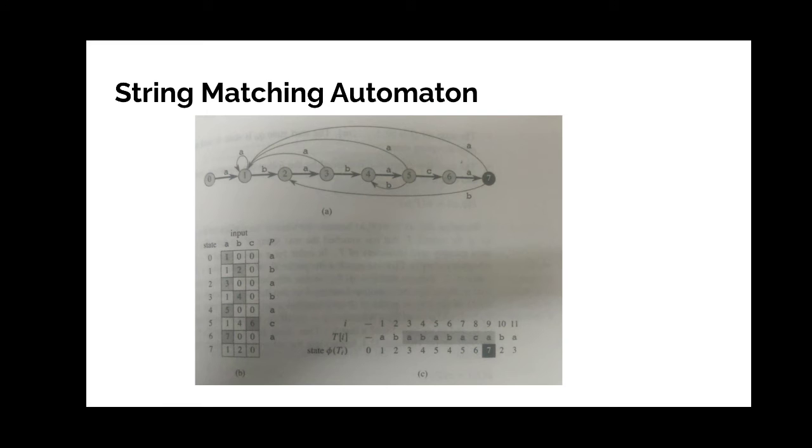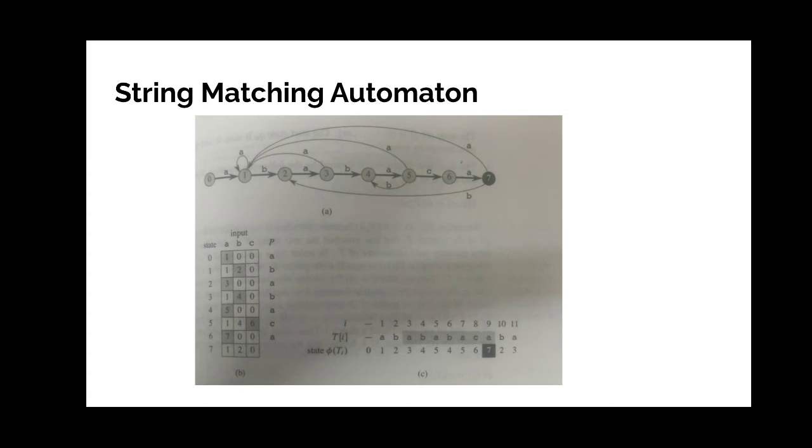Now this is a simple string matching automaton which we have constructed according to the definition we have just seen. The pattern is ABABACA. Initially it is in state 0, and in state 0, if it reads the alphabet A, it goes to state 1. Now in state 1, if it reads A, it again remains in state 1.